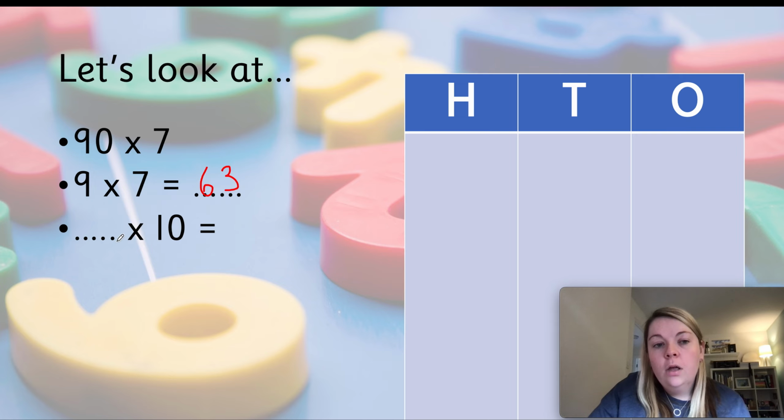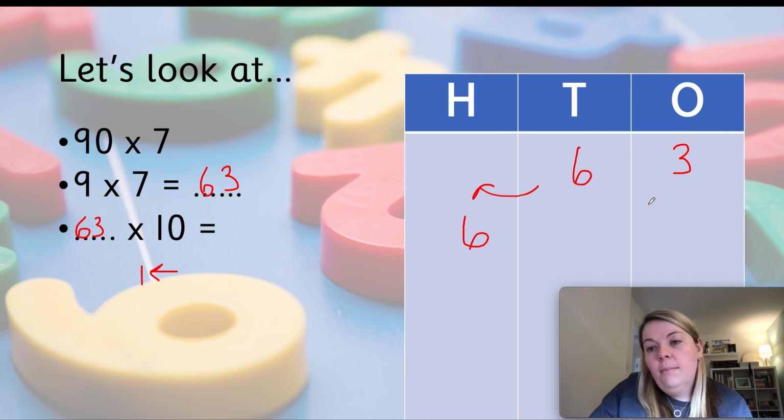63. So that means 63 multiplied by 10, because I didn't multiply by 10 up here. 63 multiplied by 10 means 1 place value column to the left. So my 6 moves to my hundreds, my 3 moves to my tens, and a 0 goes in the empty place value column. So 90 multiplied by 7 is 630.